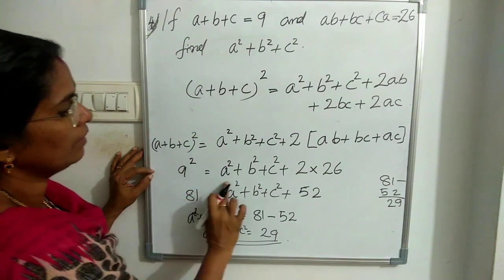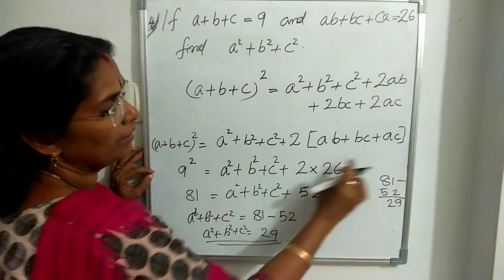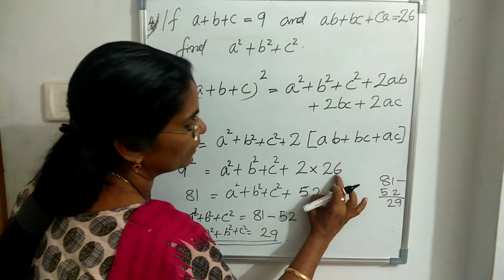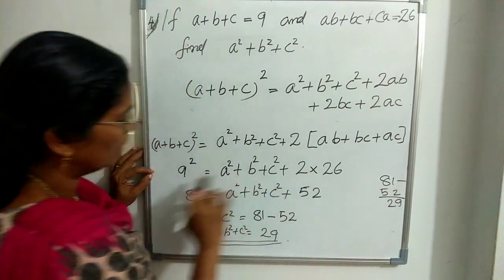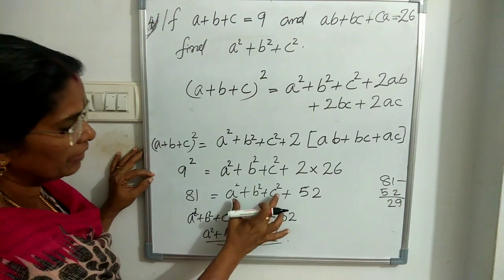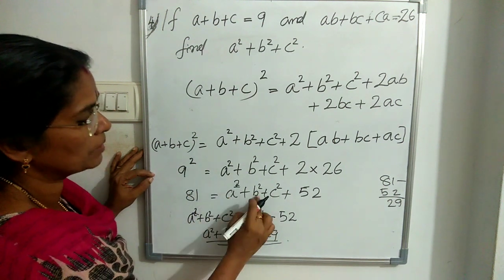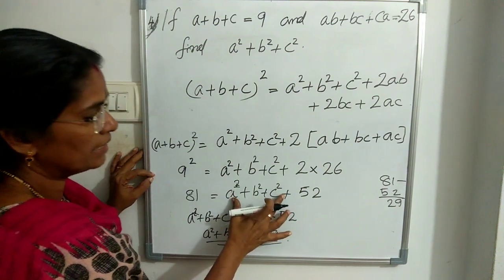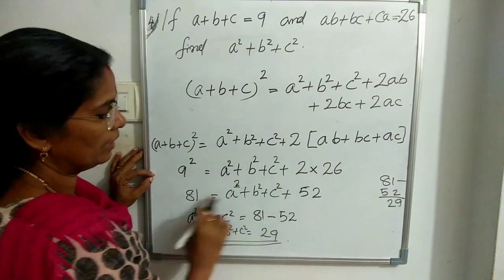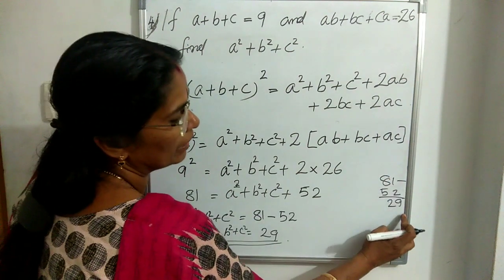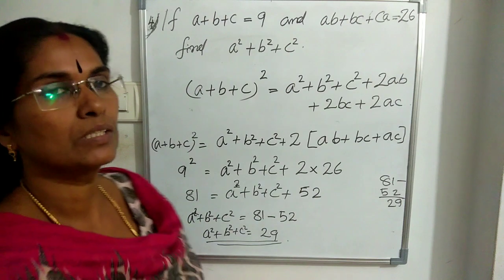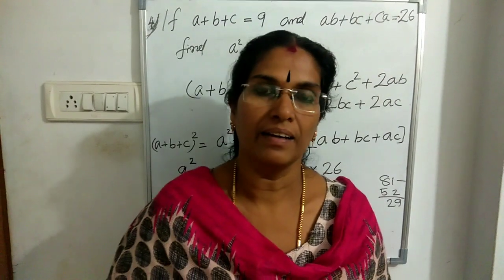Here 9 square, its value is not given. AB plus BC plus AC is 26. Then first we are multiplying 26 into 2, that is 52. 9 square is 81. We want to find out a square plus b square plus c square. So this we are taking on the this side itself. Then 81 minus 52. 81 subtract 52. We will get 29. So the value of a square plus b square plus c square is 29.